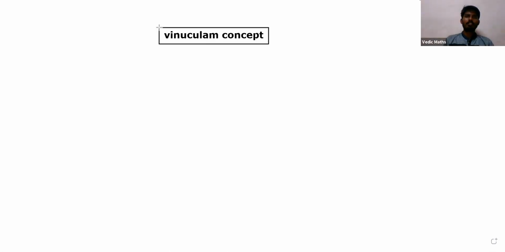Today our topic is the vinculum concept. It is a very wonderful concept in Vedic mathematics. Generally, in regular mathematics, we have two types of numbers. One is the positive number, another is the negative number. But in the Vedic system, we have another type of number also. That number is a combination of both positive and negative.